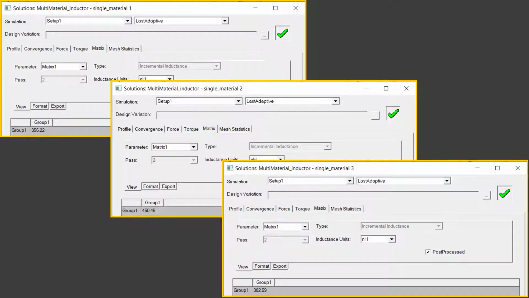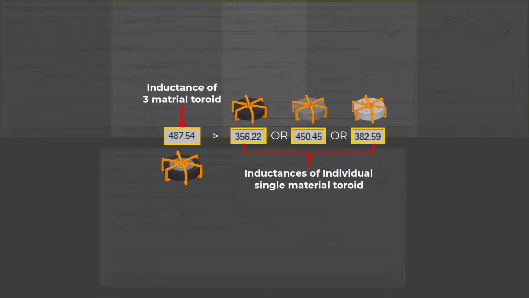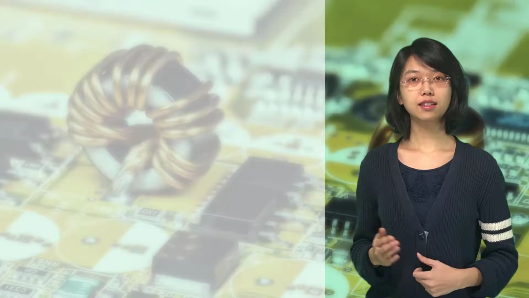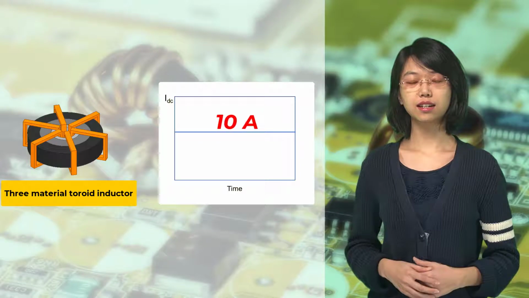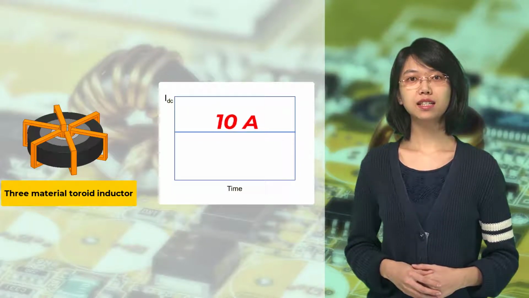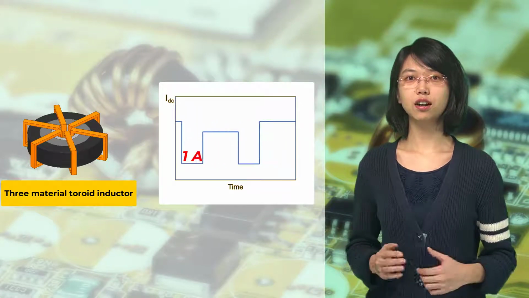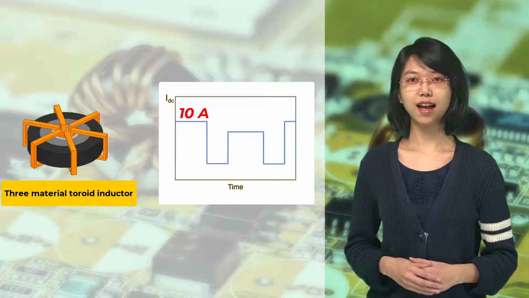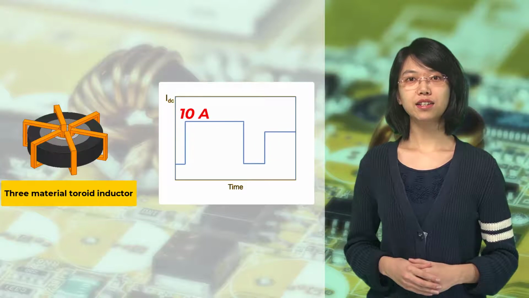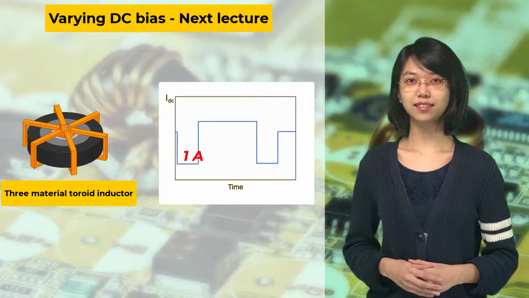From these results, we can see that a 3-material toroidal inductor will have higher inductance density than single-material toroidal inductors. In this case, the 3-material inductor design is made for a specific DC current of 10 amp. What if the DC current varies from time to time? How do we select the dimension of each ring for a 3-material inductor working at a range of DC bias? We'll look at this scenario in our next video by using parametric analysis in Ansys Maxwell.